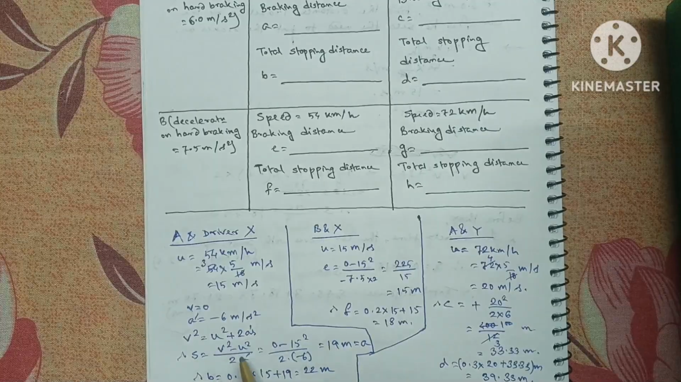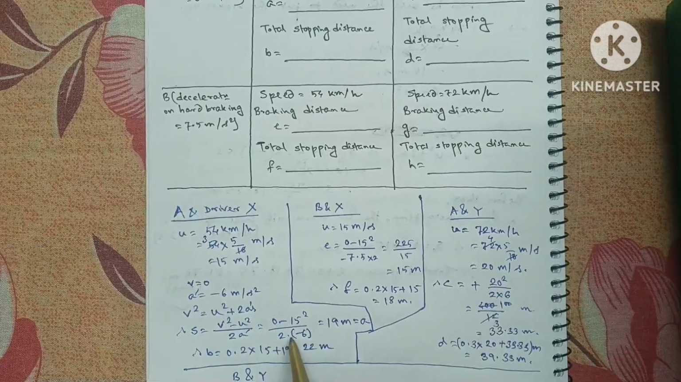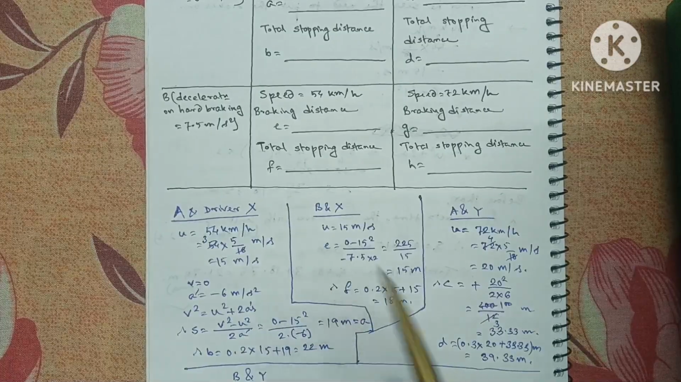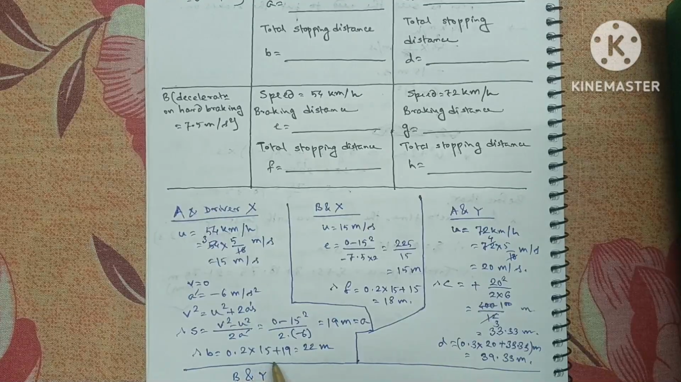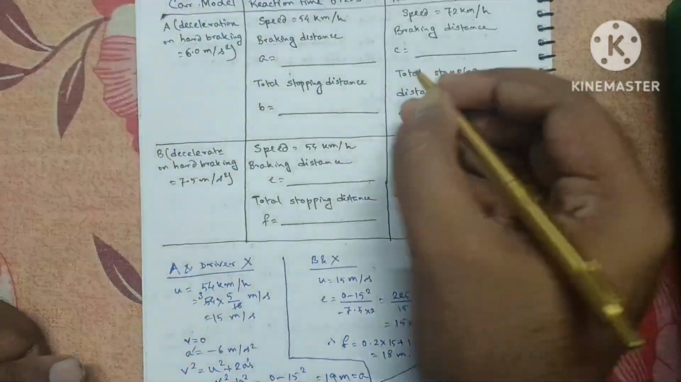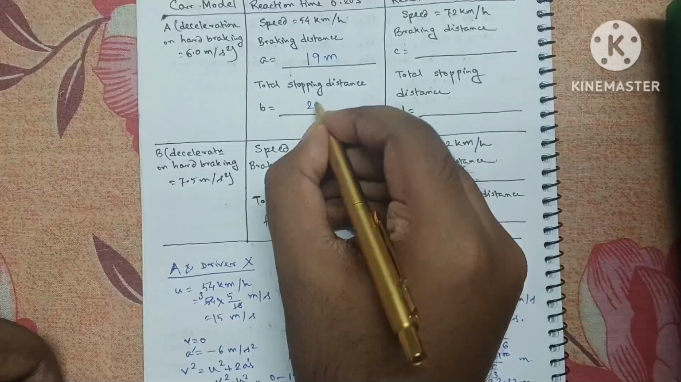So v square is equal to u square plus 2a prime s. So s is equal to (v square minus u square) by 2a prime, which is equal to 0 minus 15 square by 2 into minus 6, which is equal to 19 meter, which is equal to A, as it is named in the question. Therefore B is equal to 0.2 into 15 plus 19, which is equal to 22 meter. So let's put it here. A is equal to 19 meter, B is equal to 22 meter.